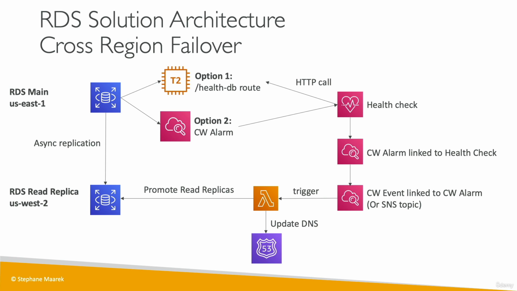For example, in US West 2, we have a cross-region replication in this instance, and then we have effectively created a cross-region failover architecture. So this is something very common that you should know for RDS, but we already saw this in detail.